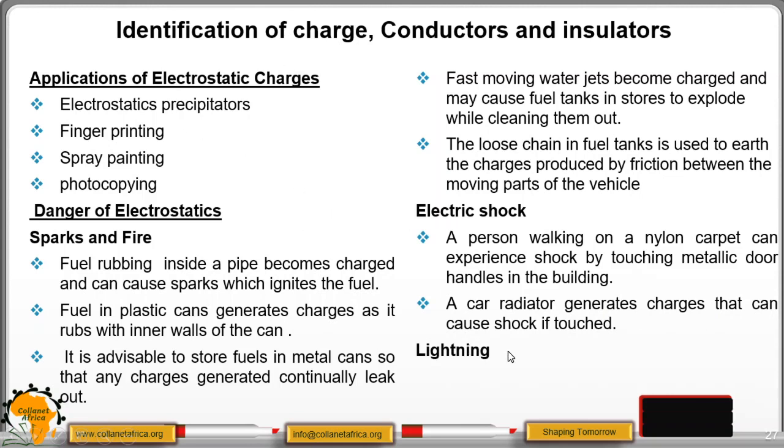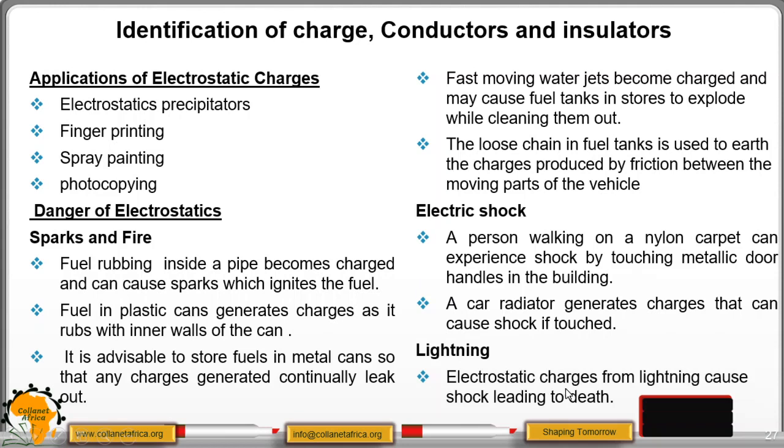Then we have lightning. Under this, electrostatic charges from lightning cause shock leading to death. We have seen many cases where people are dying due to lightning, and this is because the electrostatic charges caused by the friction between the clouds try to move to the earth, and if they pass through your body, it can cause death.